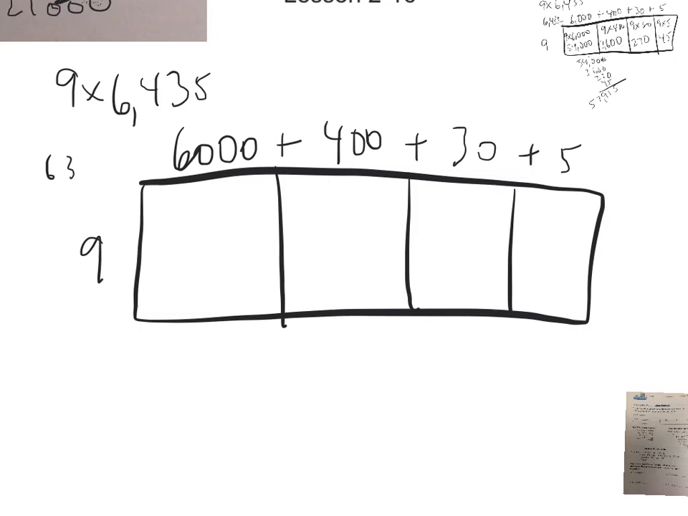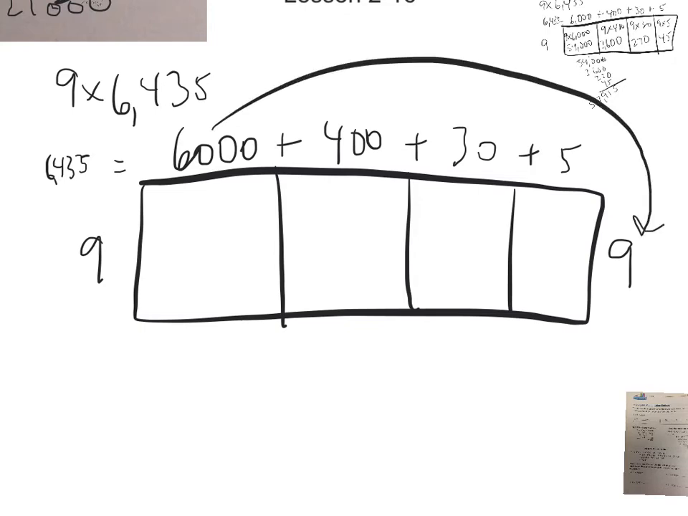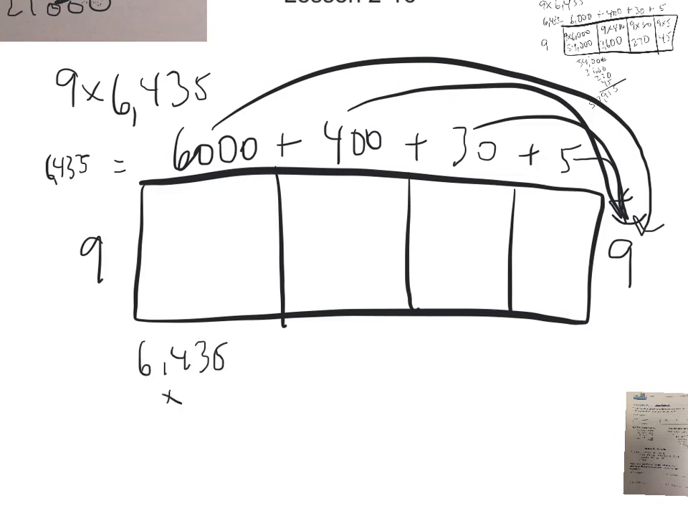I'm going to write over here just to show myself. And what we're doing is, you can write the 9 over here, because it's 9 on each side. It doesn't really matter how you do it. So if you want to draw the arrows, you could say, I'm going to take 9 times 6,000, 4,000 times 9, 30 times 9, and 5 times 9. If you worked all that out, you would see that 6,435 times 9 would equal 6,000 plus 400 plus 30 plus 5 times 9.